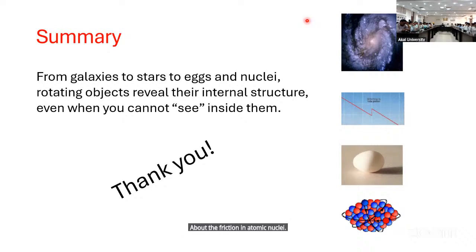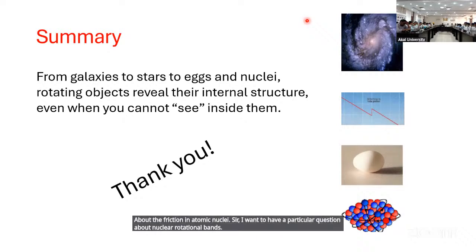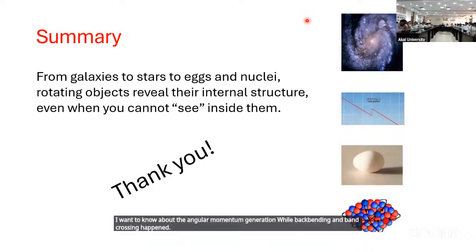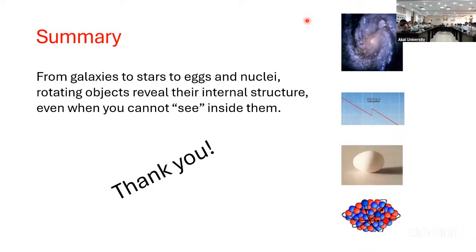Sir, I want to ask a particular question about nuclear rotational bands. I want to know about the angular momentum generation while backbending and band crossing happen. How is the angular momentum pattern different in the case of backbending and band crossing?